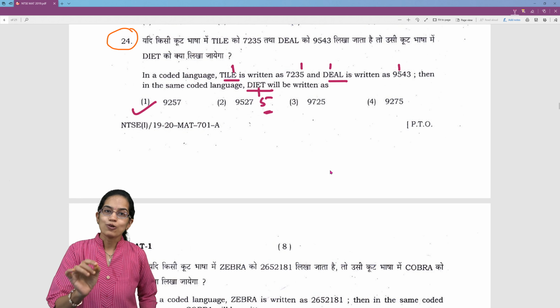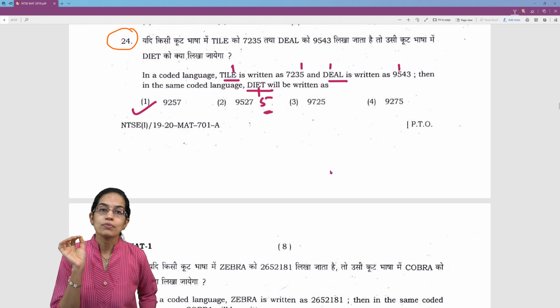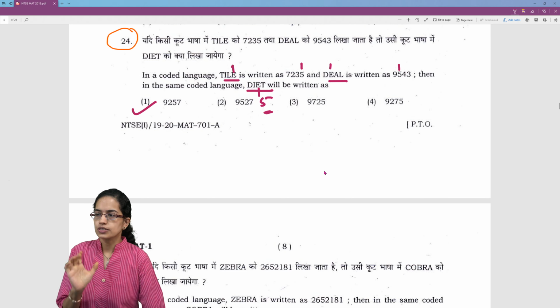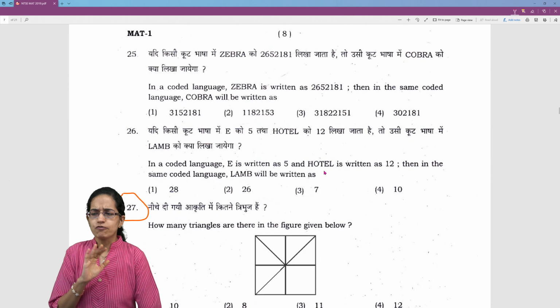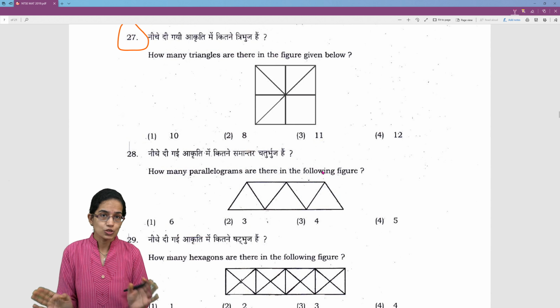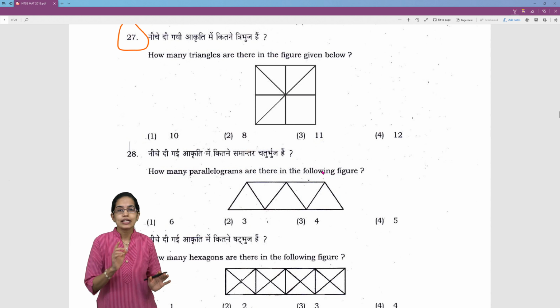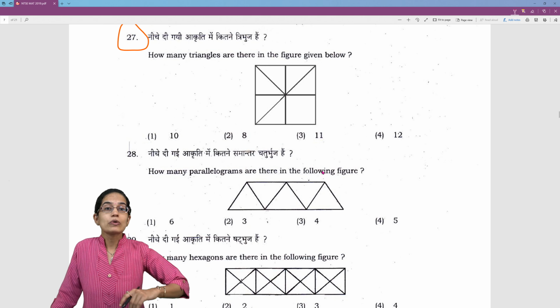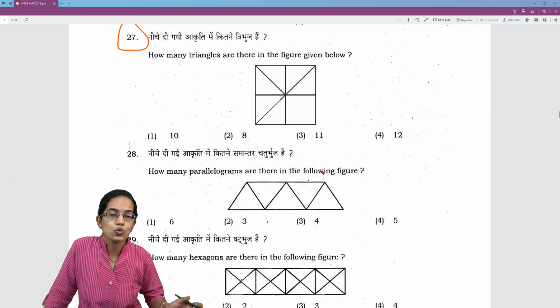And with that only, you can solve your mental ability paper very quickly and very fast. Coding decoding, again a very scoring section. Of course, most of the math section is scoring if you are doing it in the right direction and the right method. The next question talks about counting the number of triangles, squares, rectangles.